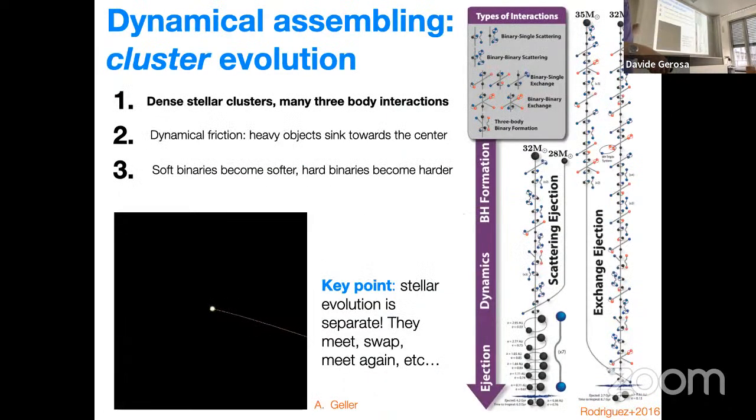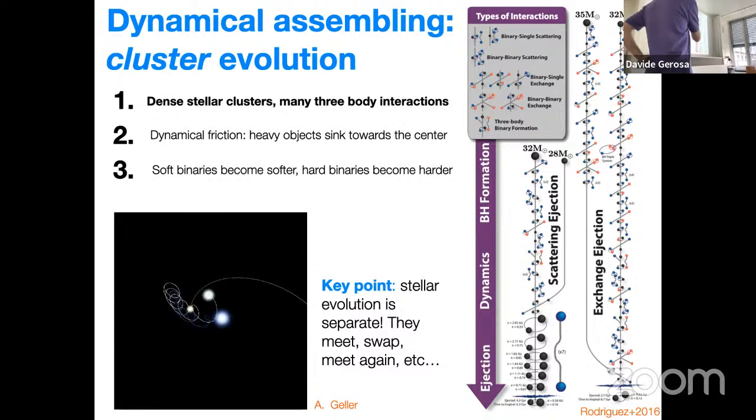So in the other family of scenarios, we don't do this by stellar evolution, but rather by multiple dynamical encounters between black holes. The idea is that you have dense stellar clusters where three-body interactions are frequent. And this is some integration by someone.